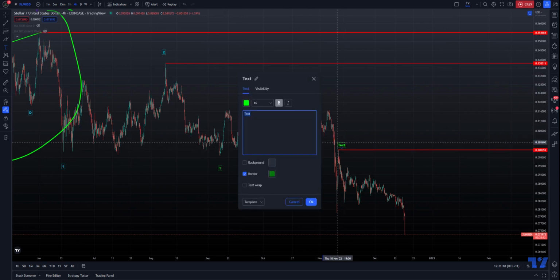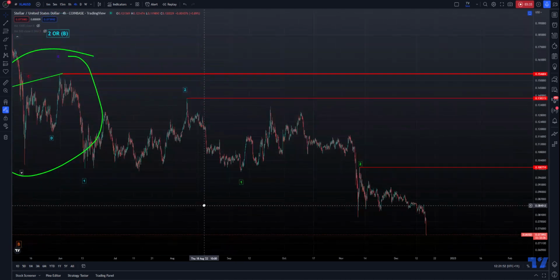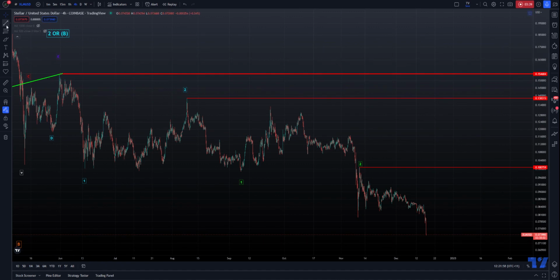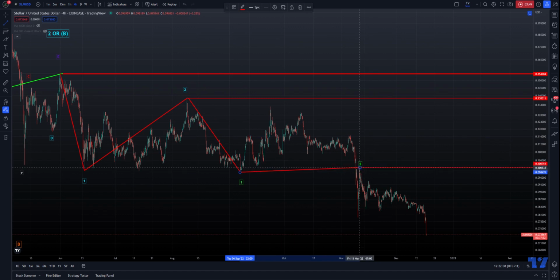Wave 1, wave 2. It's very interesting to note when you get these moves, like wave 1, 2, 1, 2. You get 1, 2, see how 2 ended higher, and then you get wave 1, 2, see how wave 2 ended lower. You're getting weaker and weaker as you go.